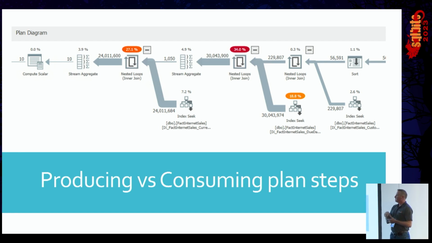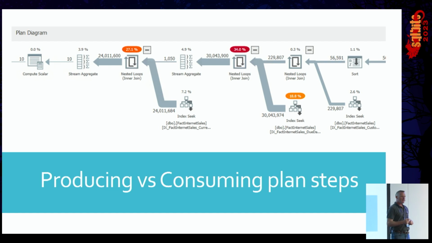So to me, a consuming step is like an aggregator, a sort operator, nested join, inner join, any kind of join. The producing steps are the things that are actually fetching the data. Things like table scans, index seeks, right? Those are the producing steps.